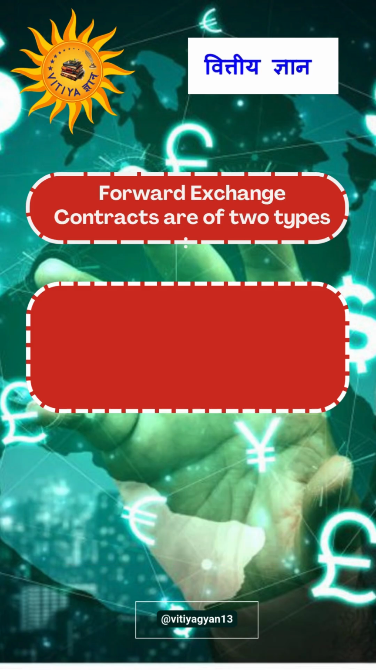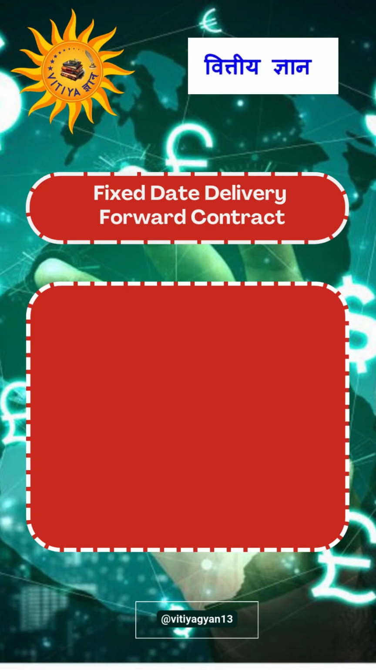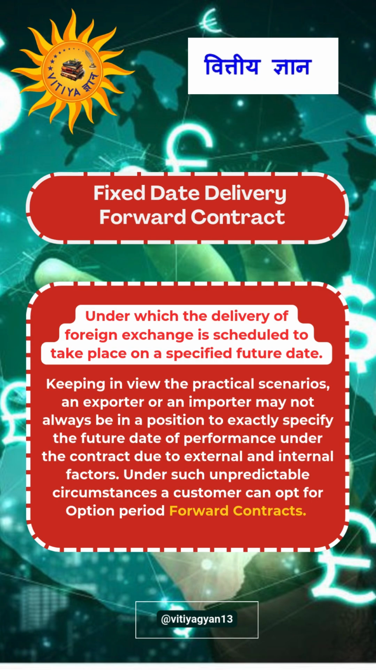Forward exchange contracts are of two types: fixed date delivery forward contract and option period forward contract. Let's understand them one by one. The first one is the fixed forward contract, under which the delivery of foreign exchange is scheduled to take place on a specified future date. Keeping in view the practical scenarios, an exporter or an importer may not always be in a position to exactly specify the future date of performance under the contract due to external and internal factors. Under such unpredictable circumstances, a customer can opt for option period forward contracts.